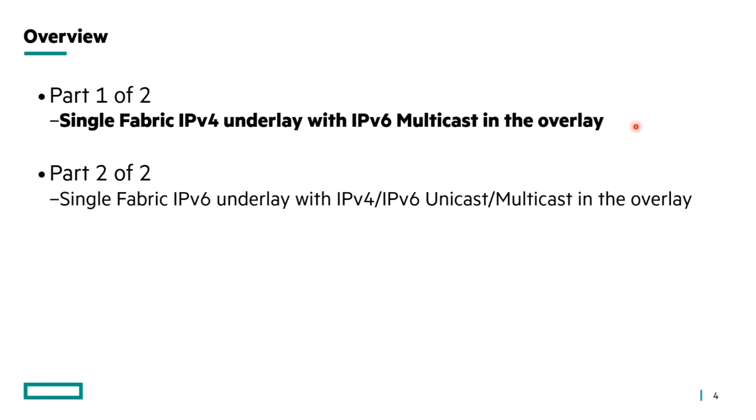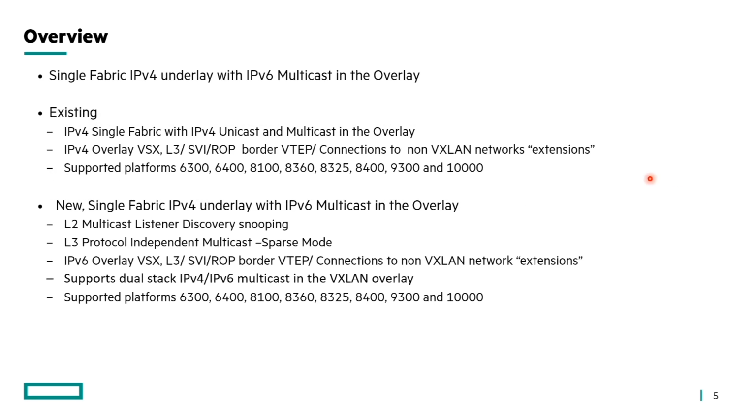For part 1 of 2, I'll be covering a single fabric with IPv4 in the underlay with IPv6 multicast in the overlay. In a later series, in part 2 of 2, I'll cover a single IPv6 underlay with both IPv4 and IPv6 unicast and multicast in the overlay. So let's first of all cover this single fabric IPv4 underlay with IPv6 multicast in the overlay. First of all, let's talk about what's already in place.